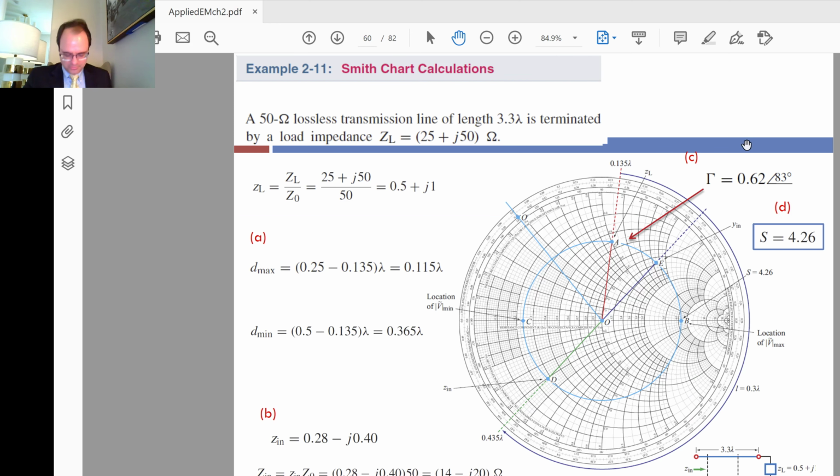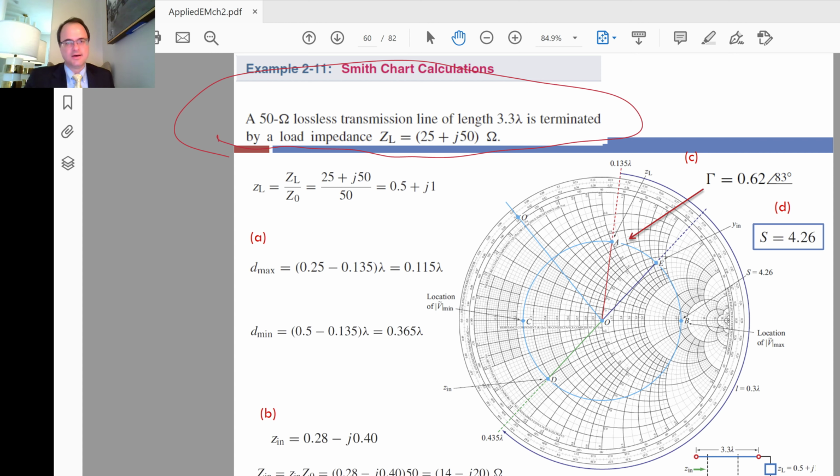All right, example 2-11. With this, they don't put down all the information that they give, and certainly don't even put down what we're supposed to determine. So let's read off this problem from the book. They say we have a 50 ohm lossless transmission line of length 3.3 lambda, terminated by a load that has an impedance of 25 ohms for the real part, the resistance, and 50 ohms for the reactance.